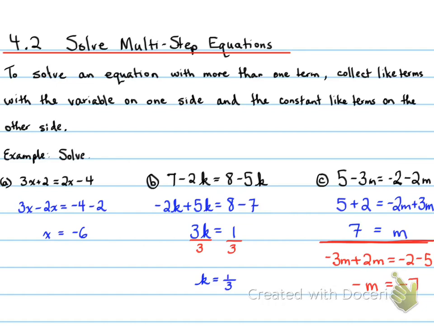Now we're not done, folks, because we need to get m by itself. You have negative m is equal to negative 7. That means that m is equal to positive 7. That's right, positive 7, folks. So m is equal to positive 7, and that's the final answer. And look, whether it's in red or in blue, you get the exact same answer. Cool, isn't it? All right, moving on.